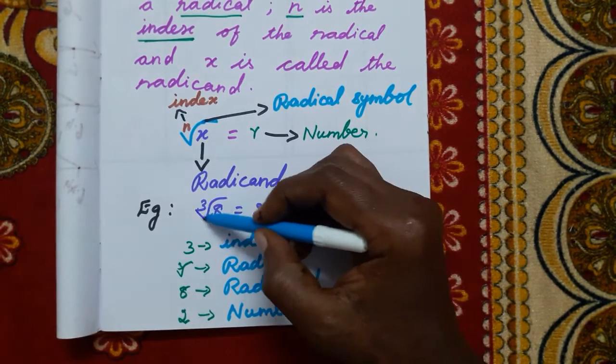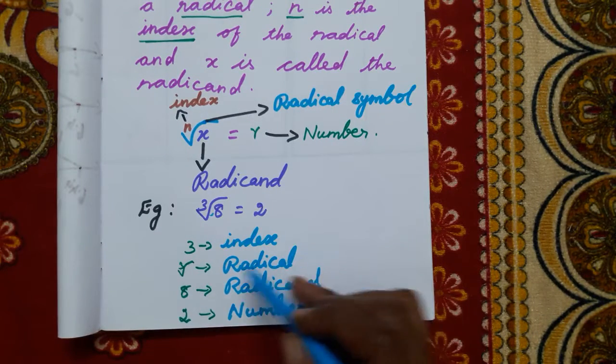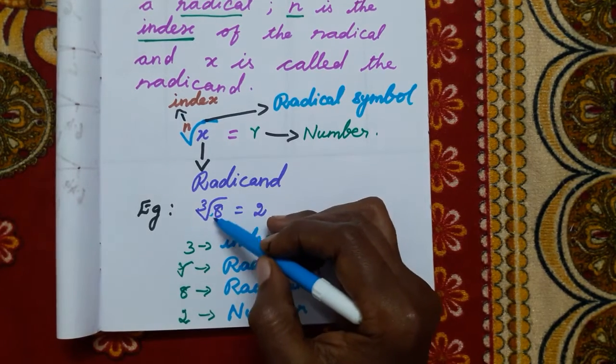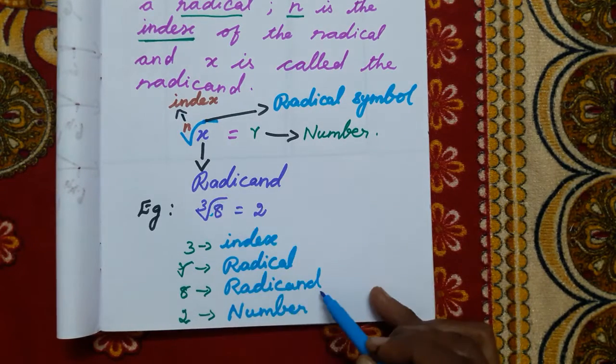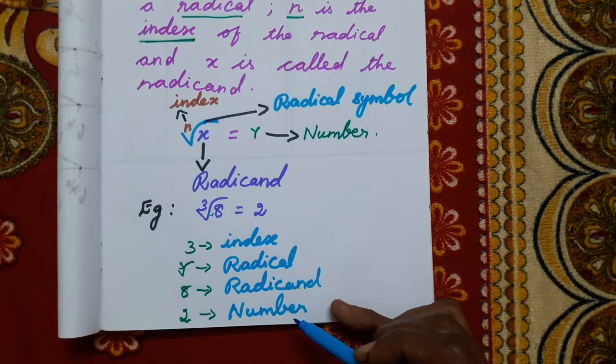Next, the cube root symbol is the radical. 8 is inside the root, and the value inside is the radicand. 2 is the number. Have you understood this? Okay.